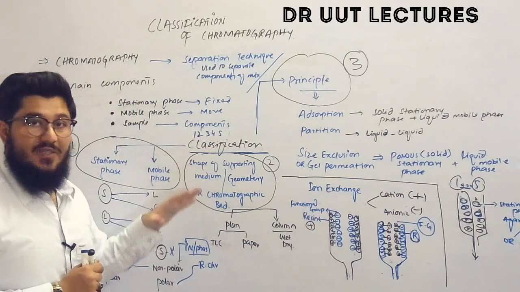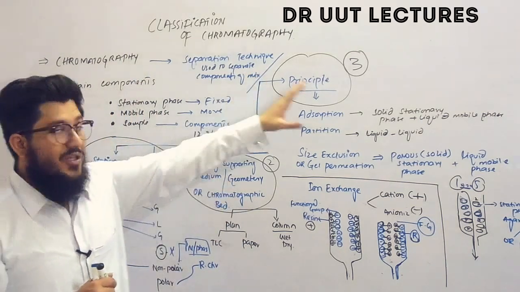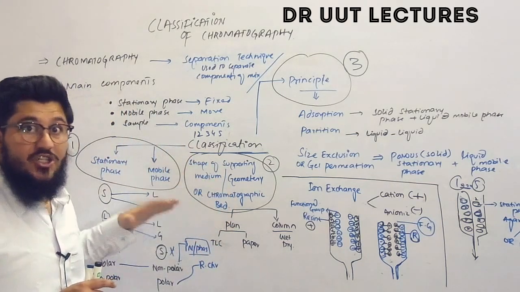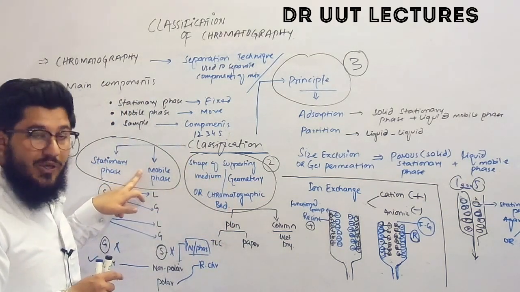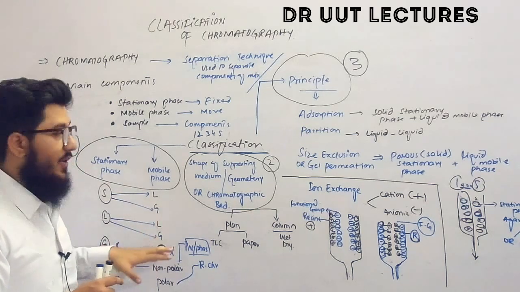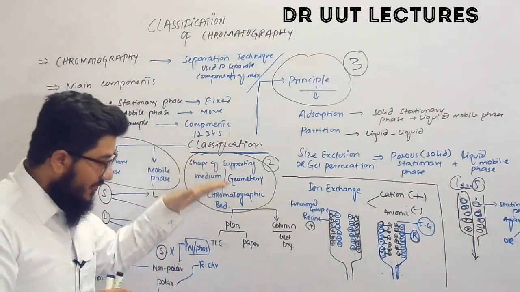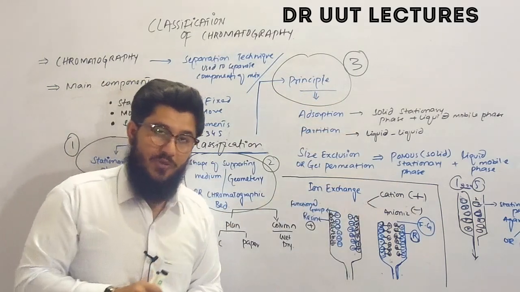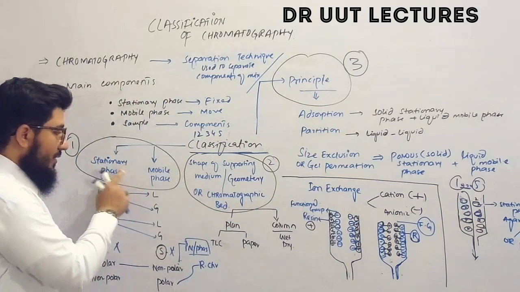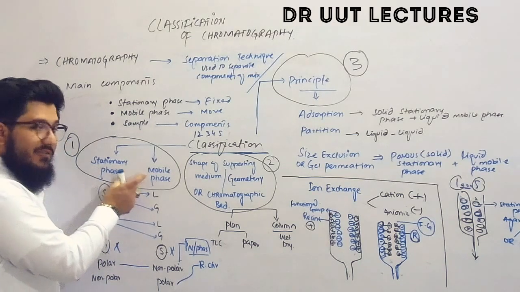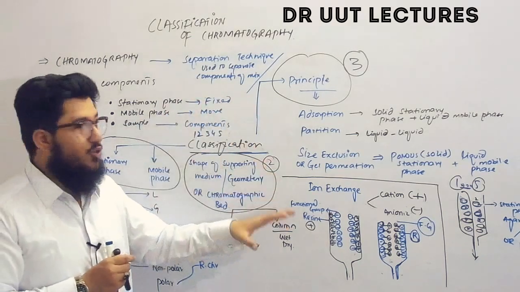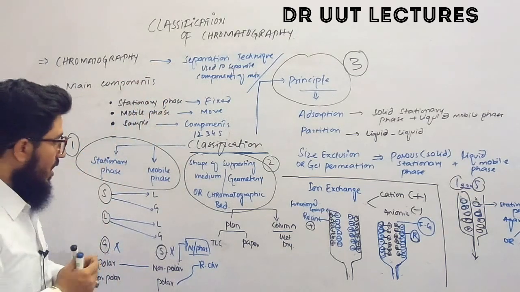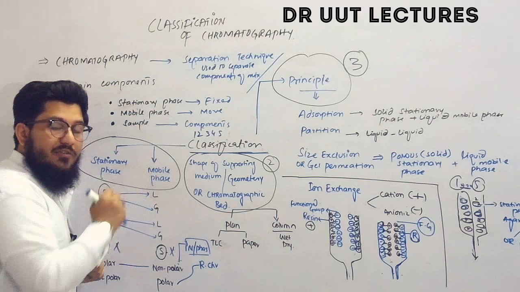Now let's come towards the classification. We have 3 different classes, and we do have further types in each class. In the first class, we have a number of types of chromatography. In the second class, we have further types, and in the third class, we have further types of chromatography. Let's come to the first one, based on the stationary phase and mobile phase. Now these classes are actually based on our stationary phase, mobile phase and sample. How? Let's know. Stationary phase and mobile phase.